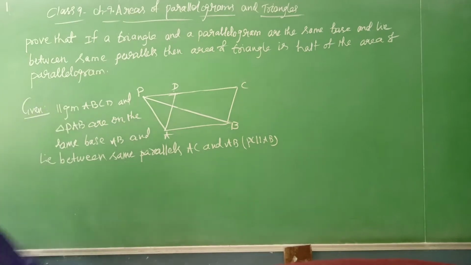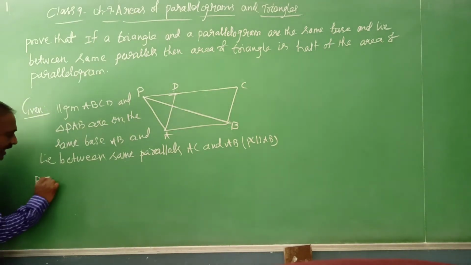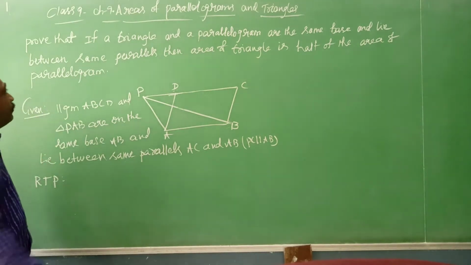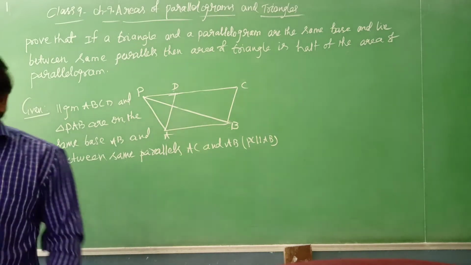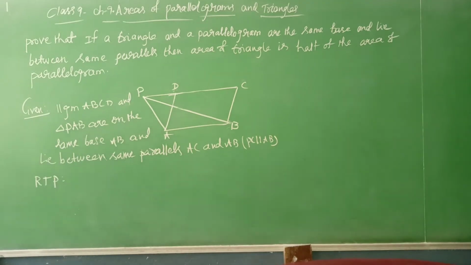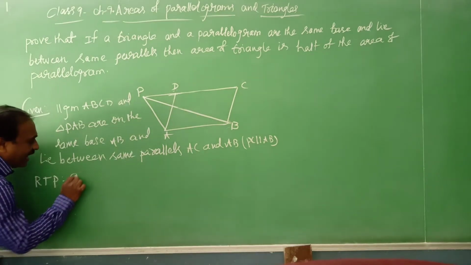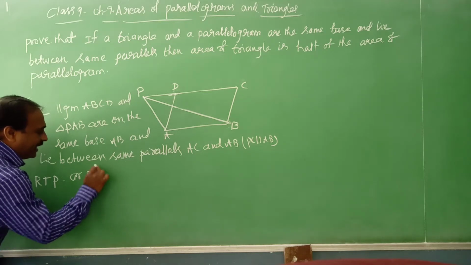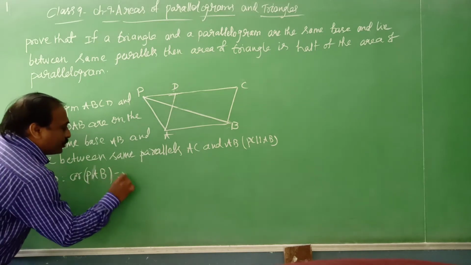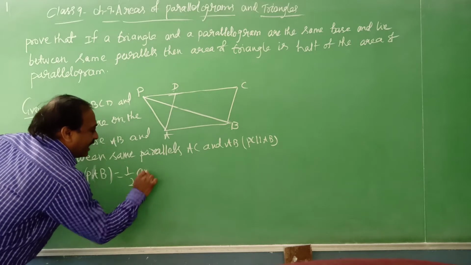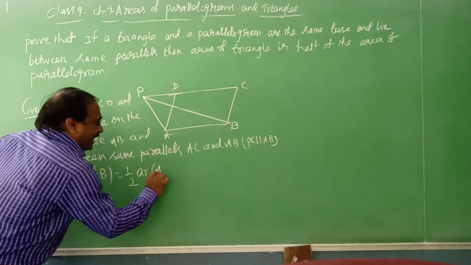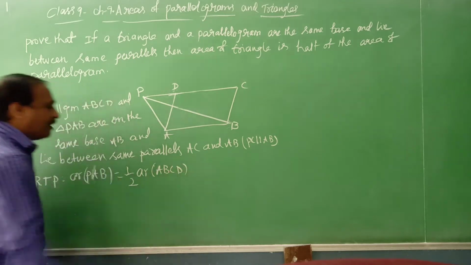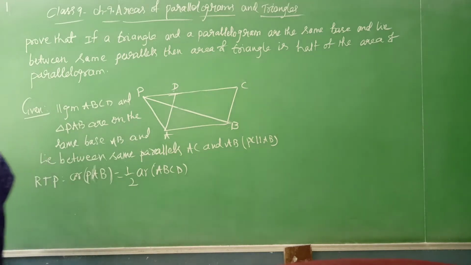Now we have to prove that. Required to prove: the area of triangle PAB is equal to half of the area of parallelogram ABCD. That we have to prove.